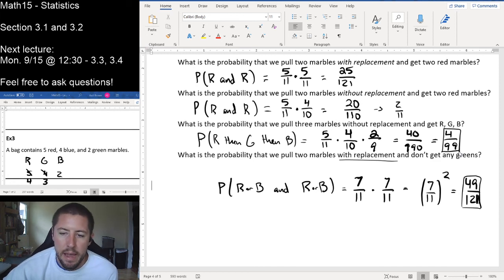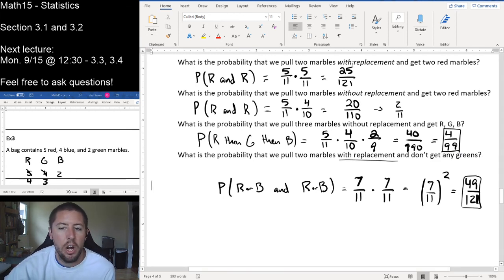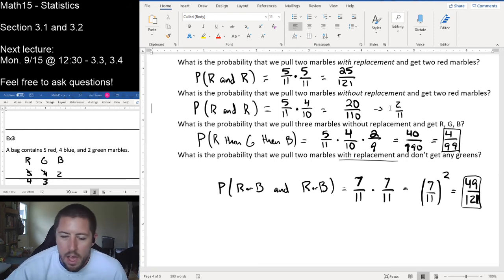Independent versus dependent is getting handled very often in examples like this, with replacement, without replacement. We always want to ask ourselves, if we were to do this trial a second time, would our results depend on what happened the first time?